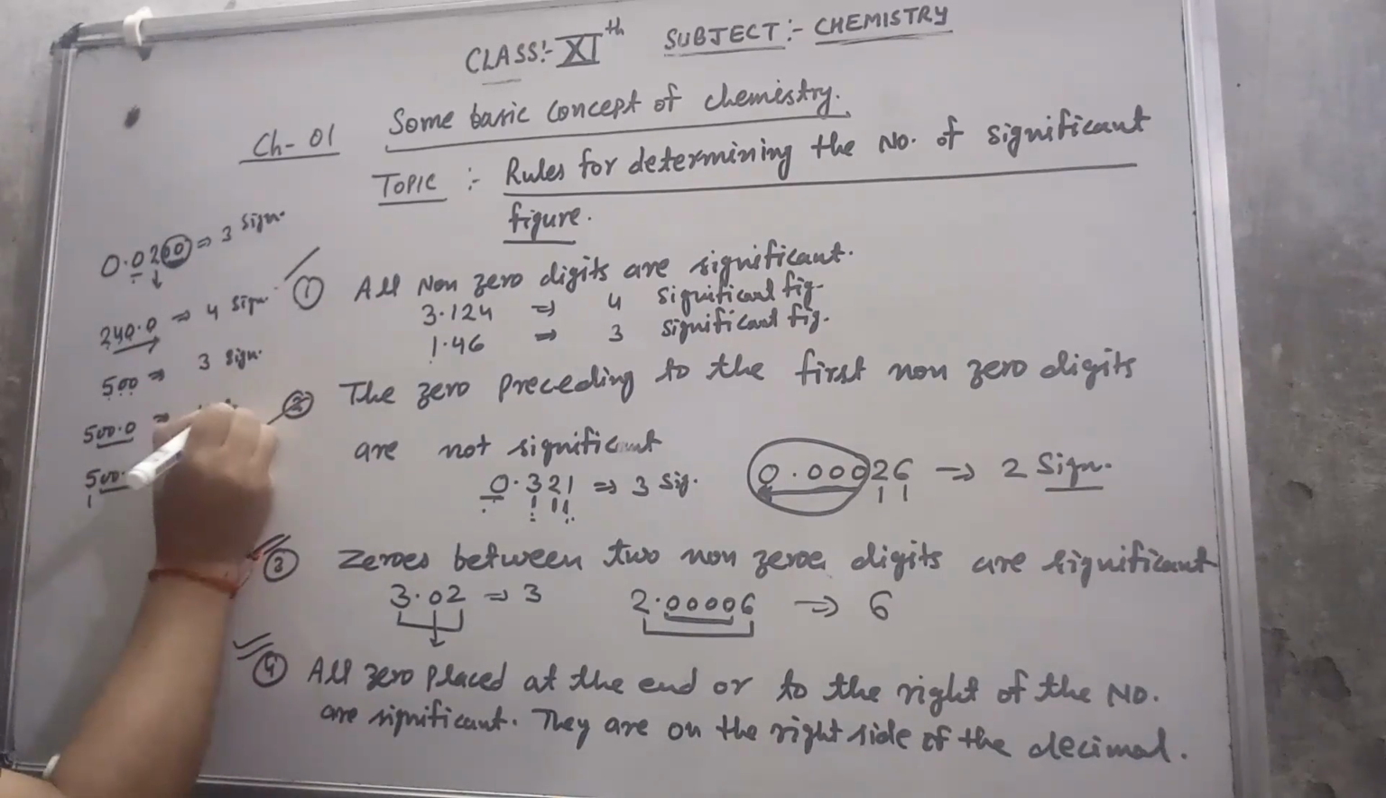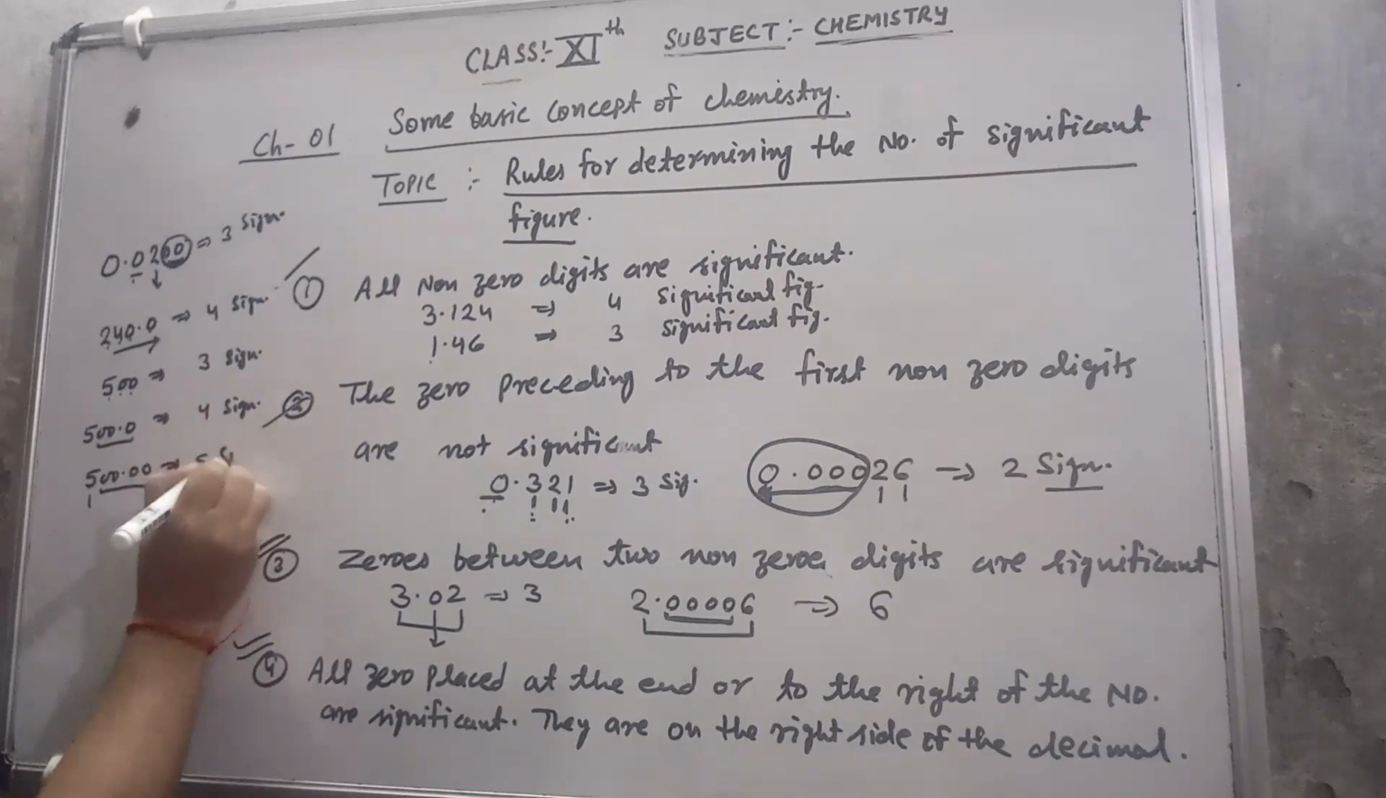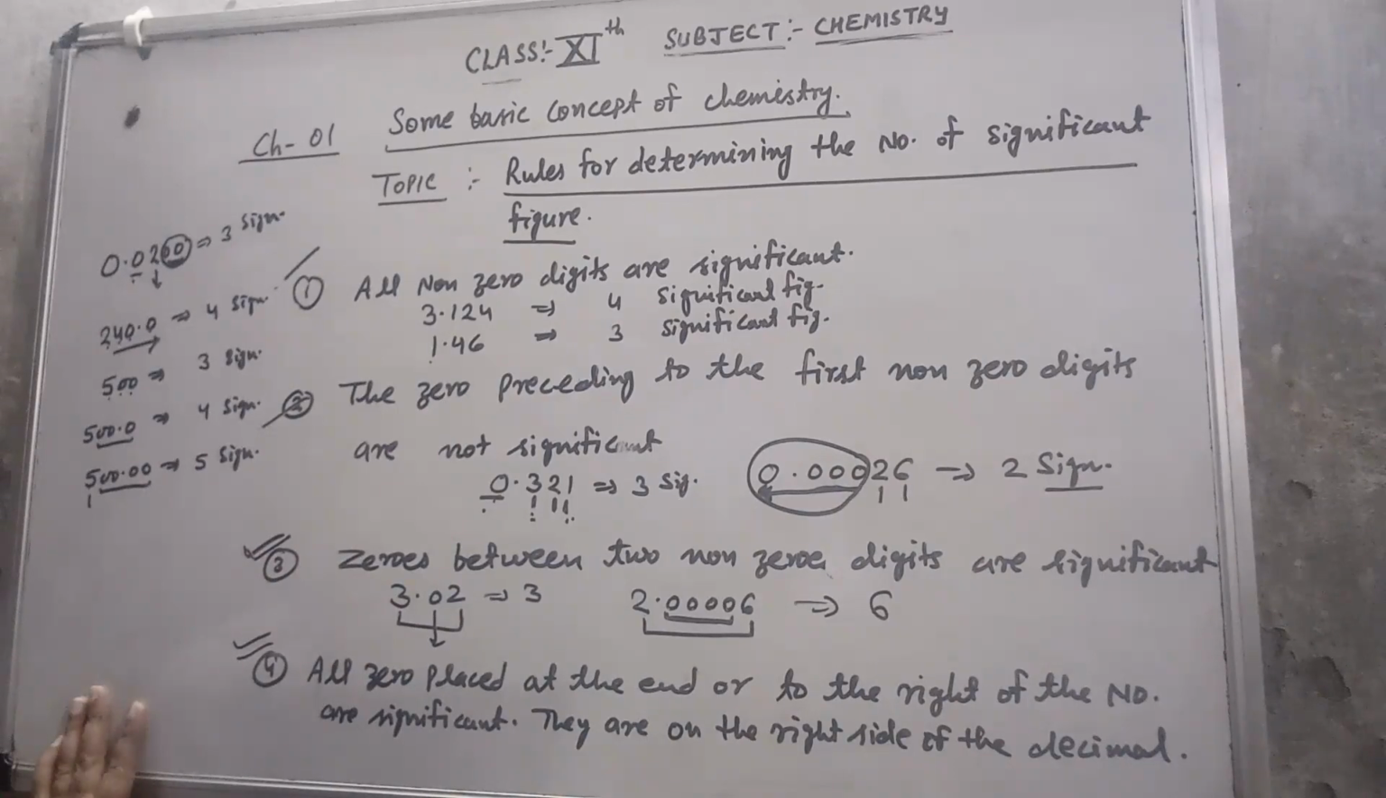I hope you have understood how to find the significant figures. That is too easy. It's clear, I hope. Now two topics I have discussed. One is the significant figure in my previous video, and second, the rules for determining the number of significant figures. In my next video I will come with a new topic.